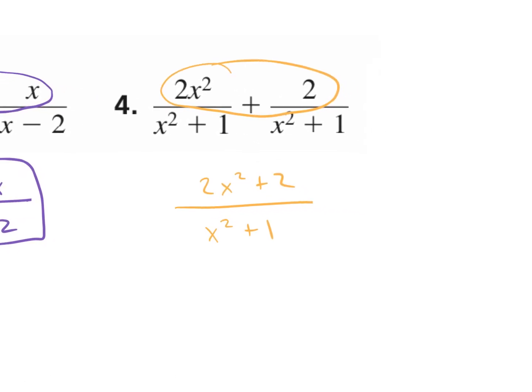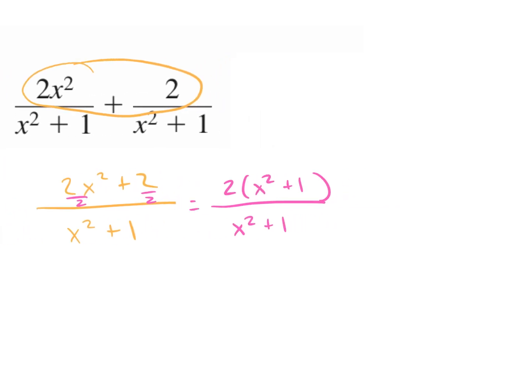Do you think this could be simplified? Yeah. How? I'm going to take out the GCF on top. So I'm going to take out the 2. So I'm dividing these both by 2 on top. What am I left with? X squared plus 1 over what? X squared plus 1. So what happens now? Awesome. Since these are the same, just like we did in 7.3, they cancel. So we're left with 2.